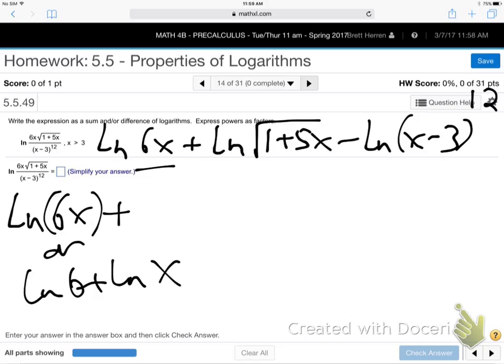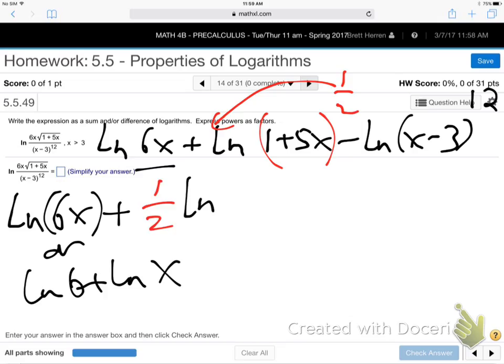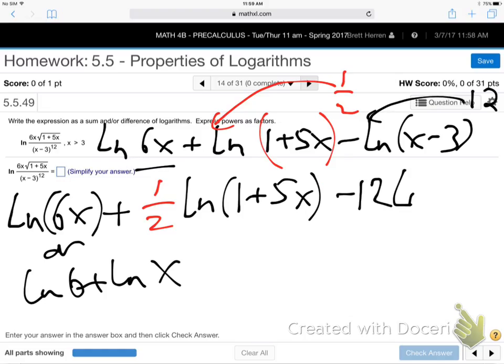So now, what do you do with this root? What does this root mean? Yeah, it's a half power. This is a half power, and the half power comes to the front, like that. And then this 12 will come to the front. And we're done.